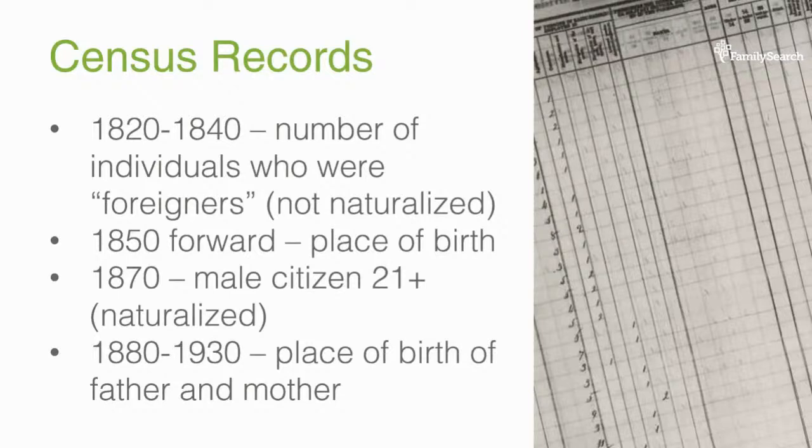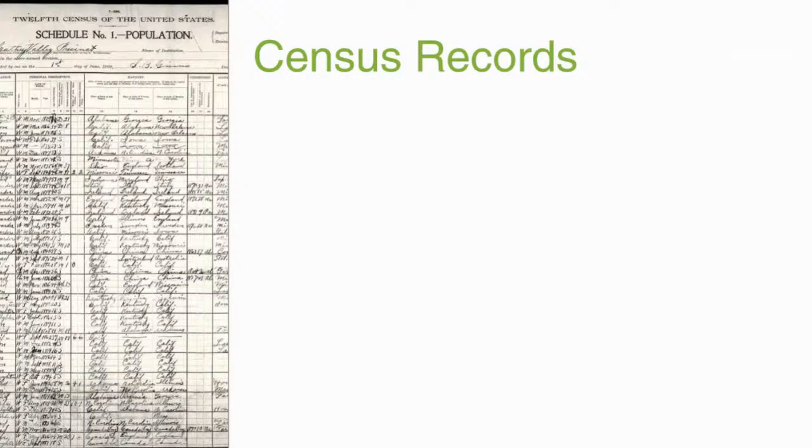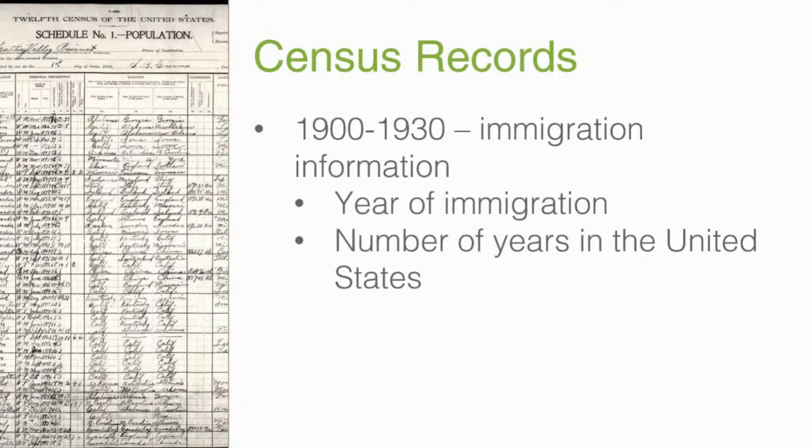From 1880 to 1930, it asks for the place of birth of the father and the mother, which is going to be helpful if they're a child of immigrants. From 1900 to 1930, we do get immigration information, including the year of immigration and the number of years in the United States. From 1910 to 1920, it asks for their native tongue.